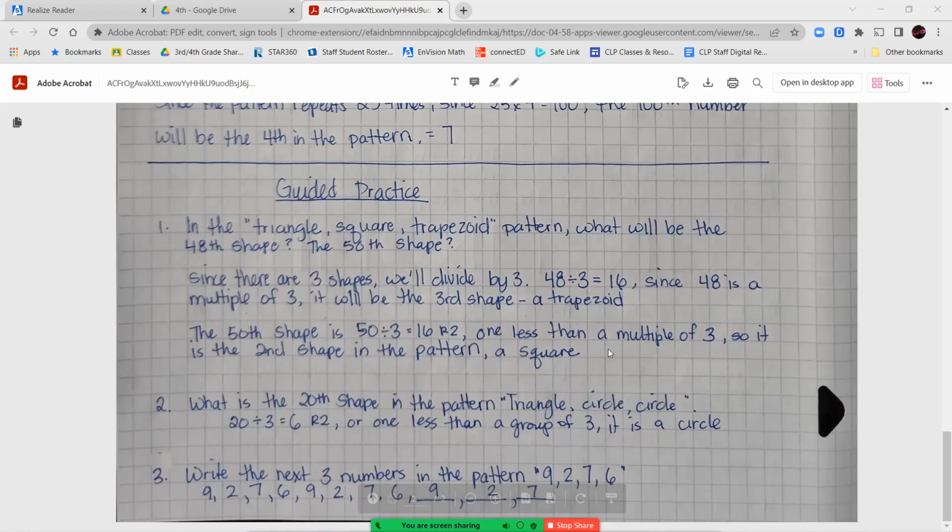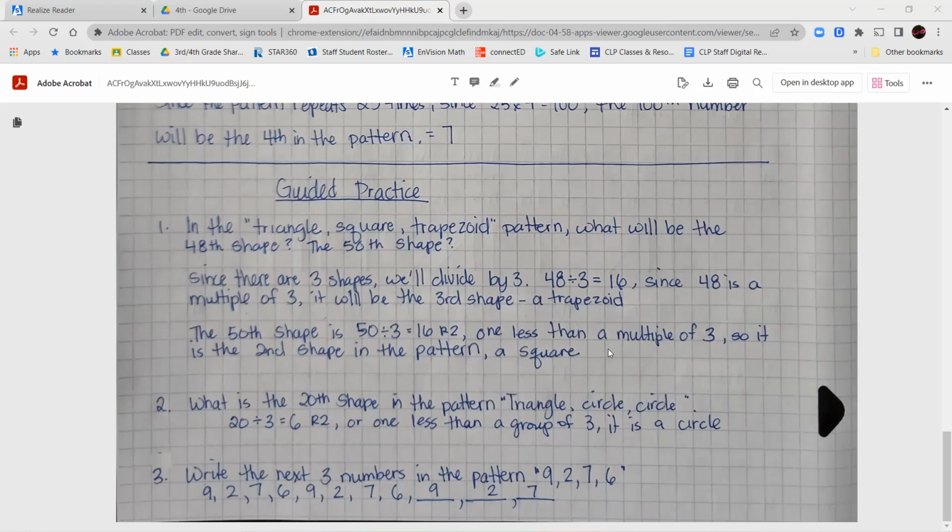For number 2, what is the 20th shape in the pattern, triangle, circle, circle? Since we have 3 shapes, we're going to divide by 3. So 20 divided by 3 equals 6 with a remainder of 2, which means it's 1 less than another group of 3. So the shape is going to be the 2nd shape in our pattern, which is a circle.